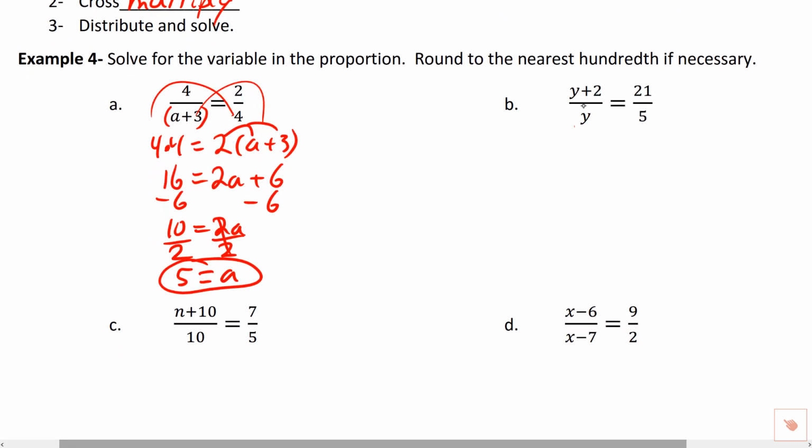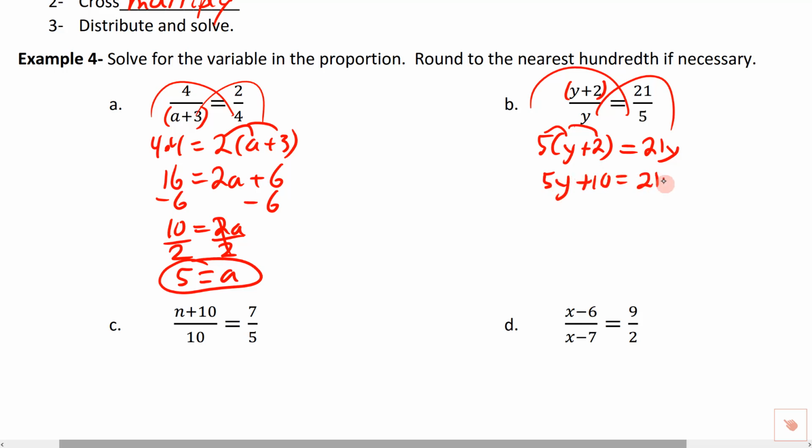So let's take a look at this right here. Again, we've got a binomial, so we're going to take our little hint here. We're going to put it in parentheses. So I'm going to multiply here, and I'm going to multiply here. So this is going to be 5 times y plus 2. And then over on this other side, we end up with 21y. So I'm just going to leave it like that, and then we'll go through and solve. So of course we're going to distribute. So this is going to be 5y plus 10 equals 21y.